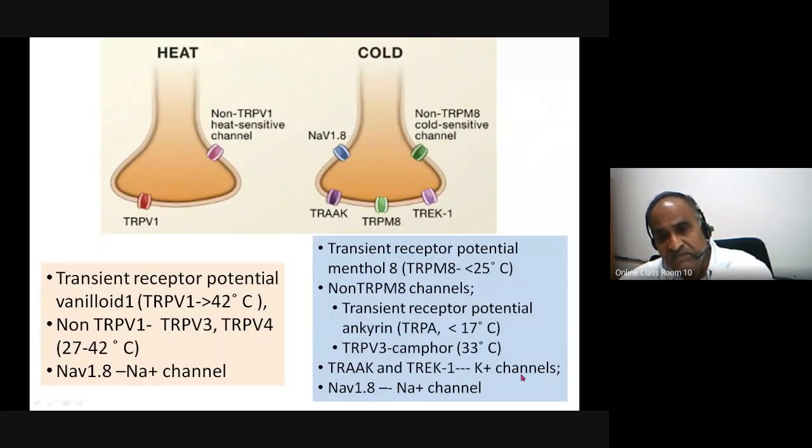Then we have potassium channels. These are TRAAK and TREK channels. These are potassium channels. They are also activated by the cold. In addition, the NAV 1.8, the voltage gated sodium channel 1.8, is also present, that will detect the cold. So that means the heat sensitive terminals and the cold sensitive terminals are heat receptors and cold receptors. They detect or produce the generator potential using these channels. Because when these channels open up, they will produce the generator potential and then the action potential.